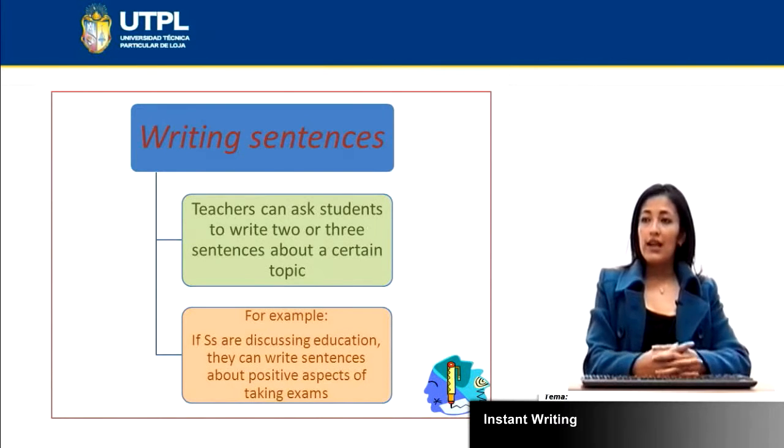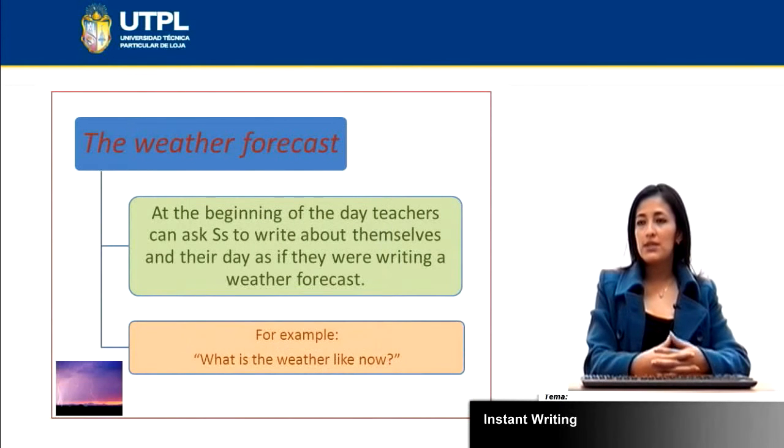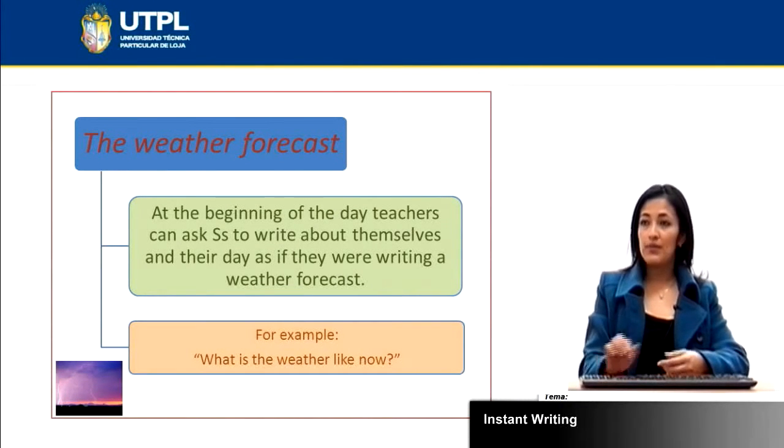The weather forecast. So this activity can be used at the beginning of the class. So maybe the teacher can ask students to write about themselves and their days as if they were writing a weather forecast. For example, the teacher can ask the question, "What is the weather like now?" And the students need to answer this question.